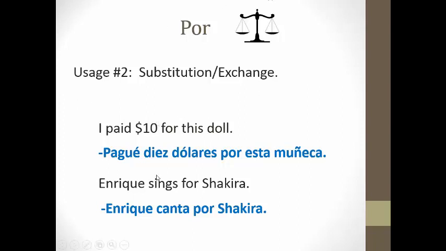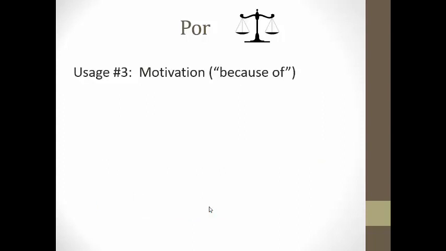Okay? Let's compare and contrast this one with para for a minute. If I changed this sentence and said, Enrique canta para Shakira, then I would be saying, Enrique sings for Shakira, as in he's up on the stage singing to her. Okay? So you've got to make sure you get the right rule here with por and para, because it can totally change the meaning of your sentence. Okay, let's go on to rule number 3.